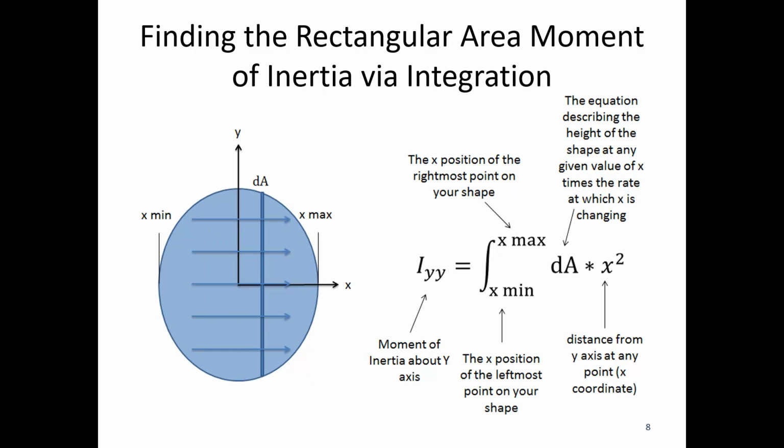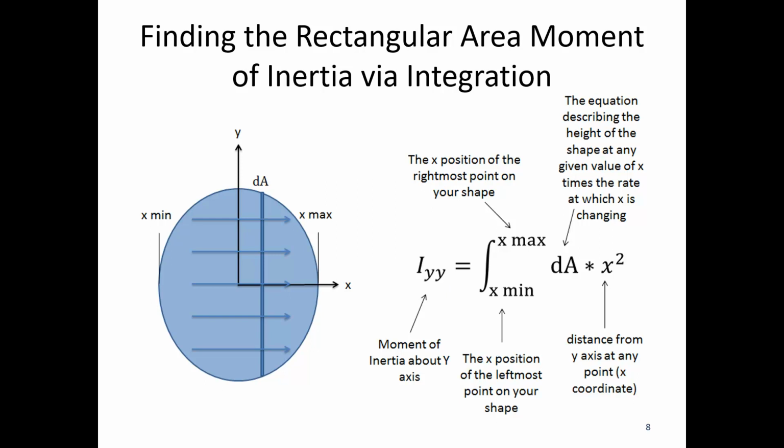All right, so if we switch things up for Iyy, here we're going to be moving from left to right, so x min over to x max. And dA now, rather than being an equation describing the width of the shape at any one value of y, is going to be the height of the shape at any one value of x. So you'll need to come up with a mathematical function describing the height of the shape at any value of x, and you multiply that by dx, the rate at which we're moving left to right. That is the rate at which the area is changing. So that dA function will get multiplied by x squared, and we integrate that whole thing, solve the definite integral, and we'll get a number out for Iyy here.